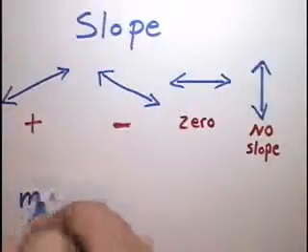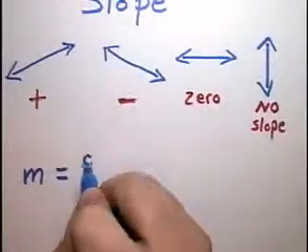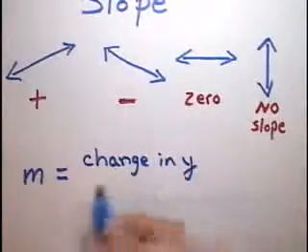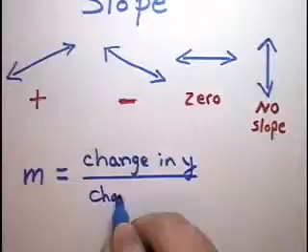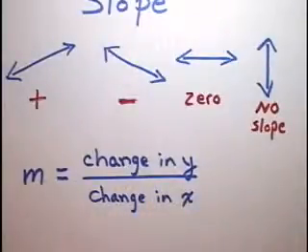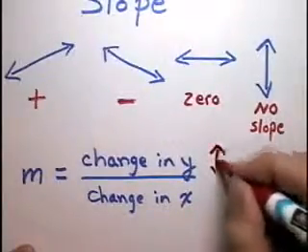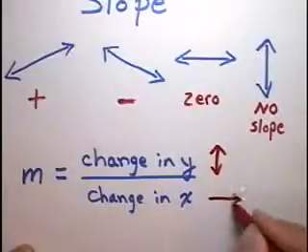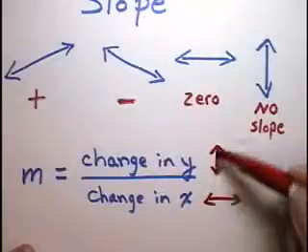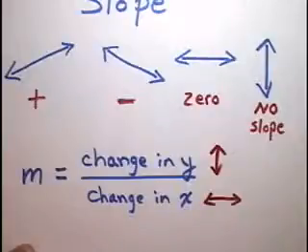Slope is represented using the letter m, and its definition here mathematically is the change in y values divided by the change in x values. And if you remember, the y is the up and down axis on our graph. The x is the left and right axis on our graph. So that's exactly what slope is. It's the amount of change up and down compared with the amount of change left and right of your graph.